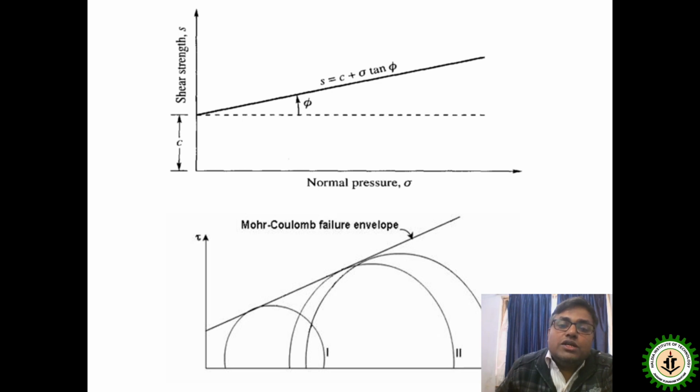So the equation of this line becomes S is equal to c plus sigma tan phi. That is the equation of shear strength of soil: c plus sigma tan phi. C is the cohesion, phi is the angle of inclination with the horizontal, also called the internal frictional angle of soil, and sigma is the normal stress acting on the soil mass.